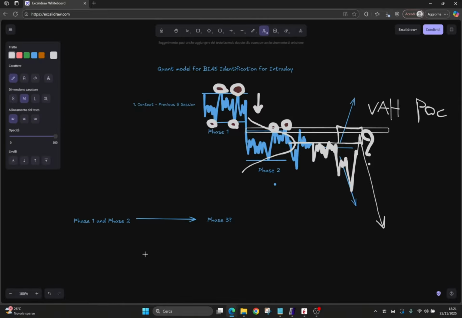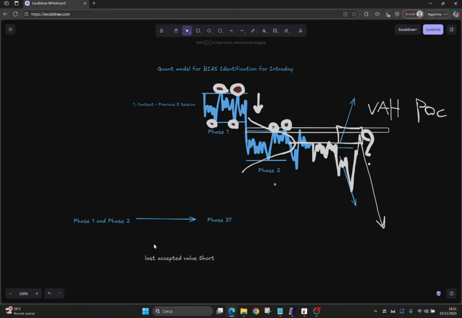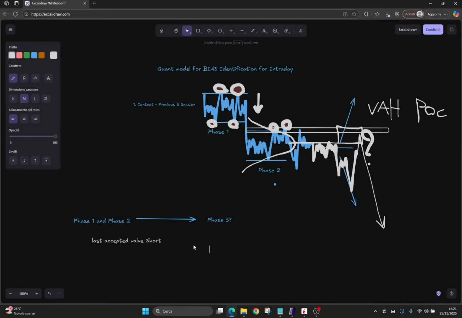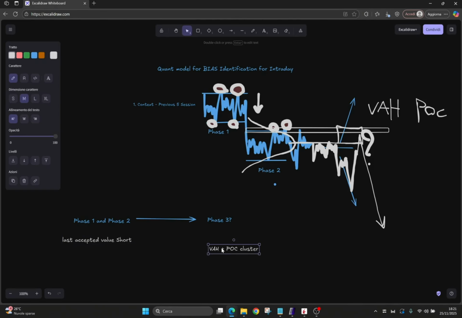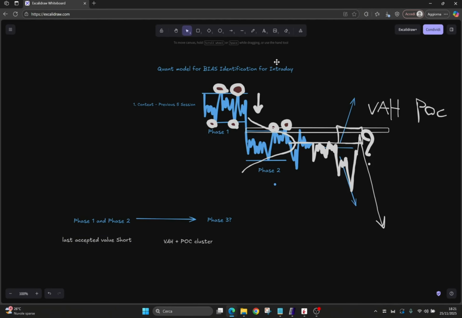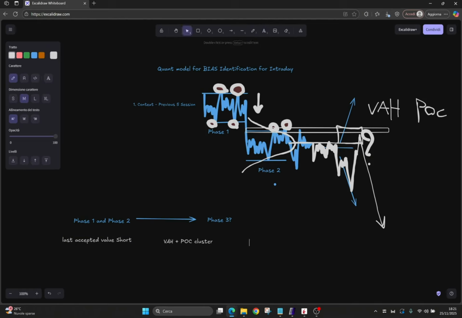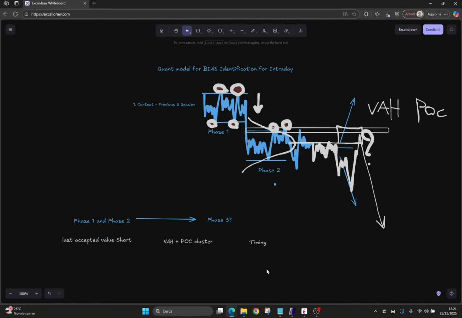Why? Because you have multiple pieces of information. Last accepted value, short. Okay, first piece of information, perfect. Second piece of information, value area high plus POC cluster. Okay, so you have the direction and you have the location. What you need to add from the discretionary side? The timing. Okay, the timing.